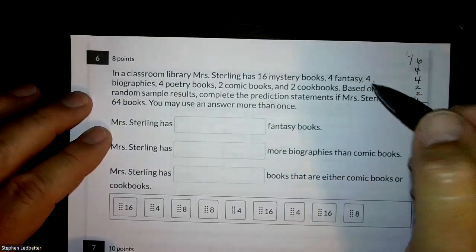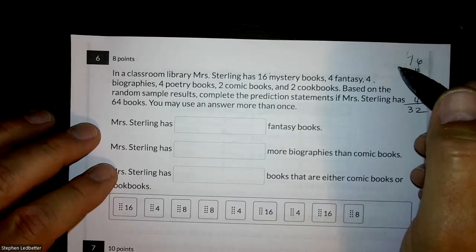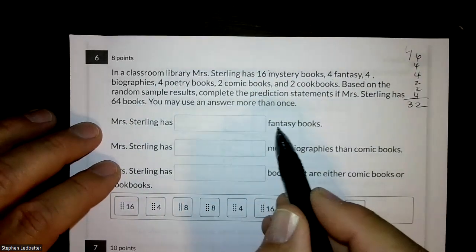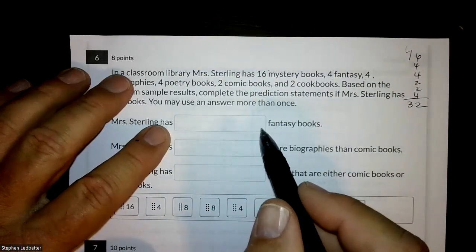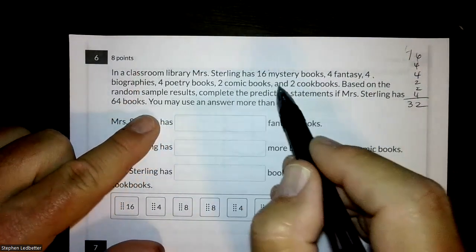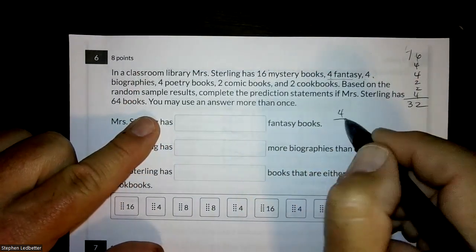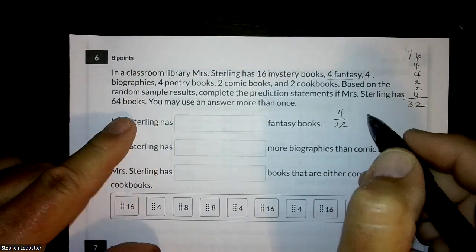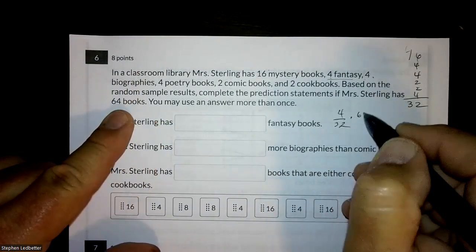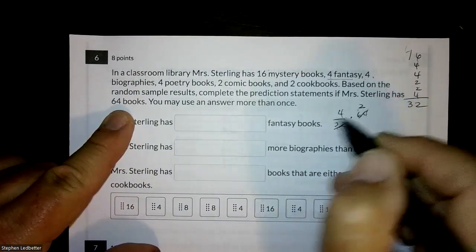So we're right here. We know there's 32. All right. So how do we do this? Let's talk about this. Miss Sterling has fantasy books. We want to know how many fantasy books she has. Its fantasy is 4 books out of 32. But now she has 64. So we're going to multiply by that 64. So 32 goes into 64 2 times. So 4 times 2 is 8.